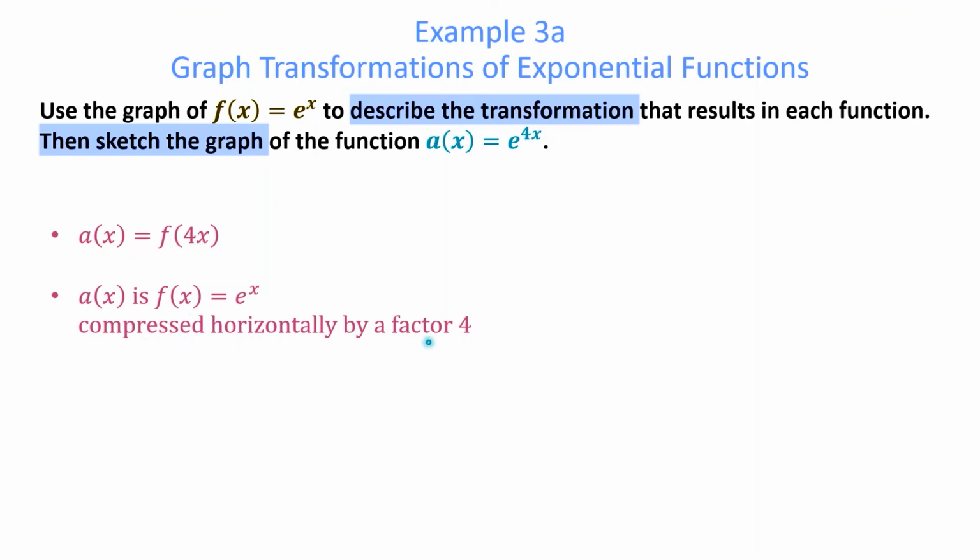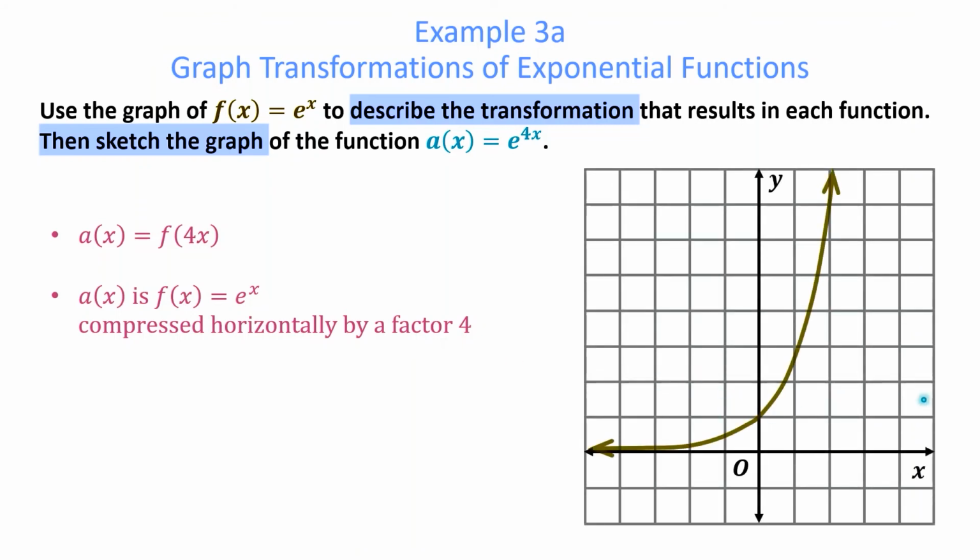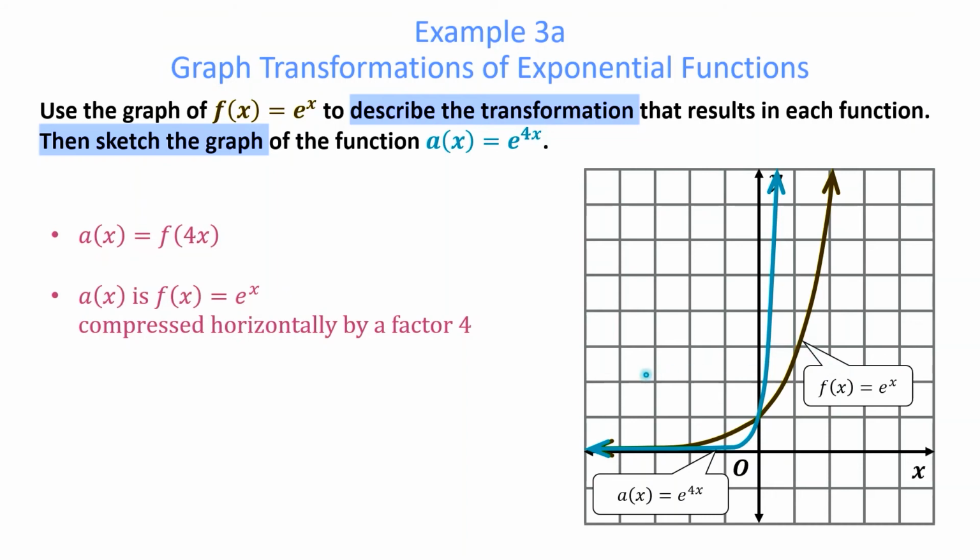So here is the graph of e to the power of x, which you should know already. And then we need to compress the graph to give us something like this. So you can see that the graph has compressed horizontally to give us this graph in red.